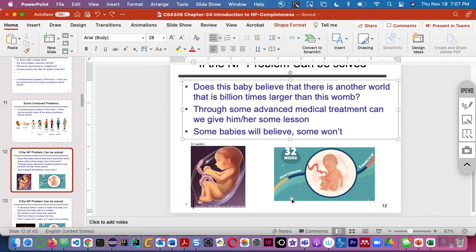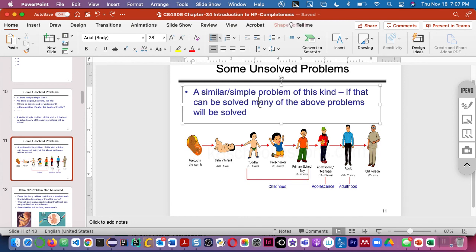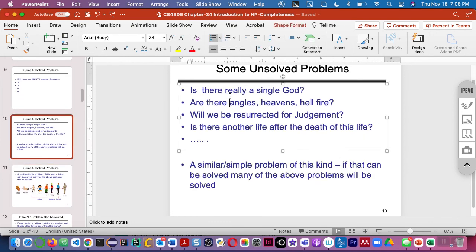Okay, so now I brought this example so that if babies can be taught there is another world like this world, and babies can remember this, then maybe all of us will remember that there is another world after our death, right? Maybe if this problem, or maybe a similar problem, the example I brought here, maybe not right, maybe another problem, another way this can be taught to us, human babies. And if these problems are solved, like this problem is solved, some or many of these problems will be solved.